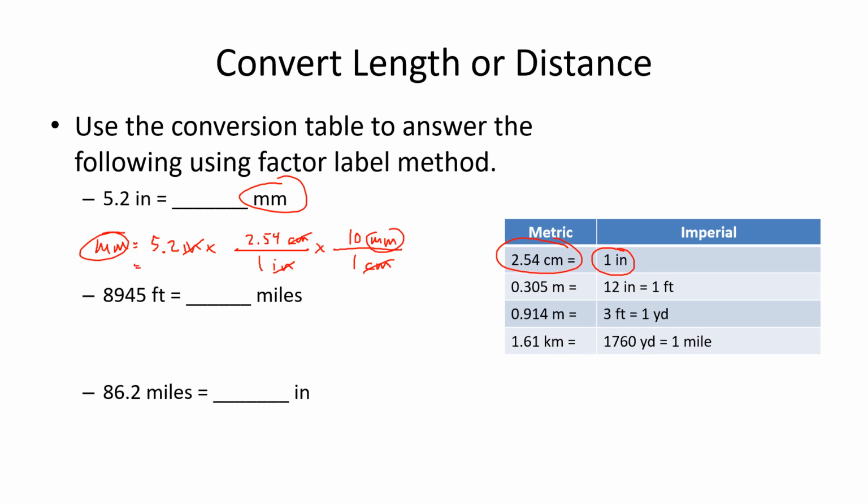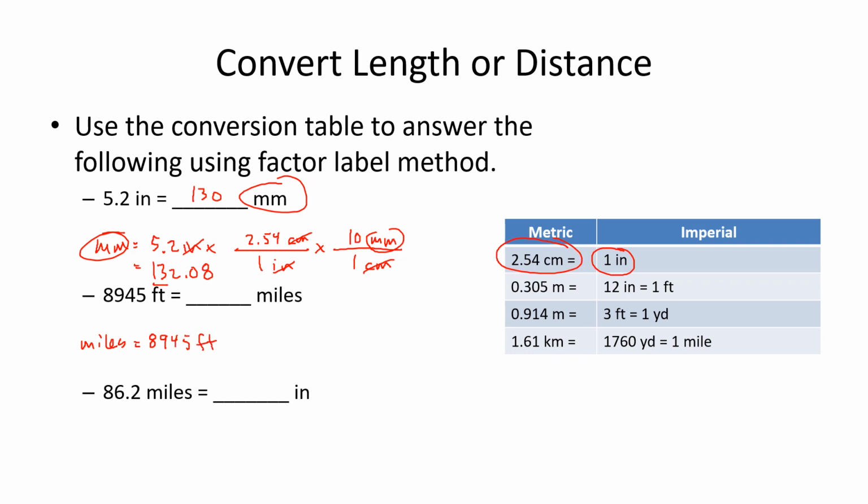All right, so let's try this one. 5.2 times 2.54 times 10 equals, and I've got 132.08. If I put that into the right number of significant digits, it's just 2, so 130 millimeters. Great. Number 2, miles we're looking for this time. And we have 8,945 feet.